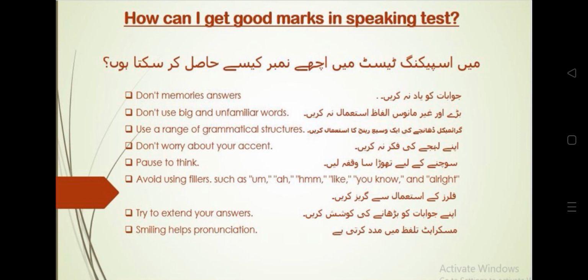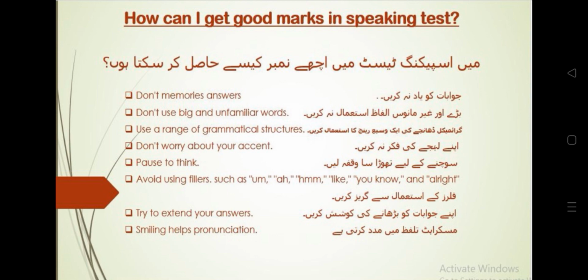Now, how can I get good marks in the speaking test? Number 1, don't memorize answers. Number 2, don't use big and unfamiliar words that you are not sure about. Number 3, use a range of grammatical structures. Number 4, don't worry about your accent. Number 5, don't take long pauses while you are thinking to speak.